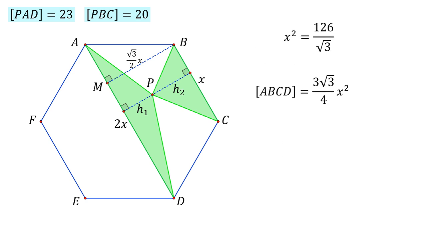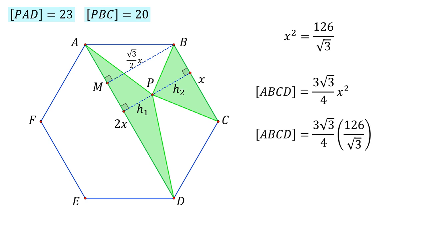Now we can solve for the area of trapezoid ABCD. Substituting this value in the equation, we obtain the area of trapezoid ABCD is equal to 3 square root of 3 over 4 times 126 over square root of 3. Simplifying further, we have the area of ABCD is equal to 189 divided by 2.